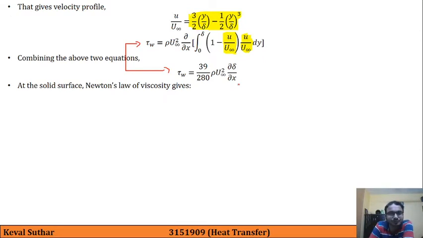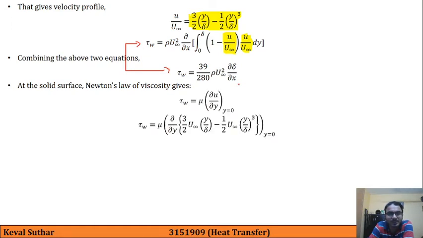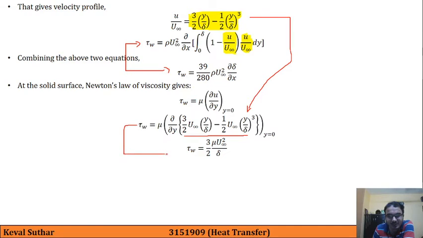So now at the solid surface, the Newton's law of viscosity is given by this standard formula, as we are all aware, and here we have applied, instead of del u upon del y, this velocity profile that we have obtained previously. That is, you can directly see the correlation over here. So now after further simplification you will be able to obtain this value. So again I have directly written the result. So you should obtain this by yourself. So tau w is equal to 3 by 2 mu into u infinity square upon delta.